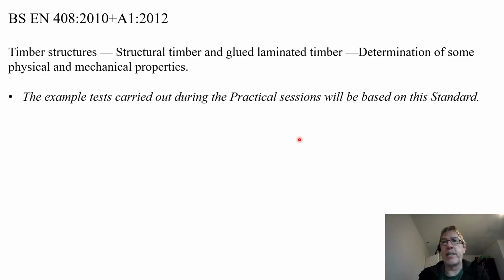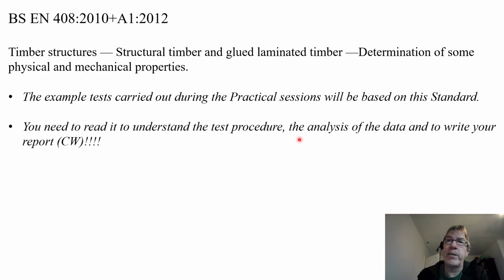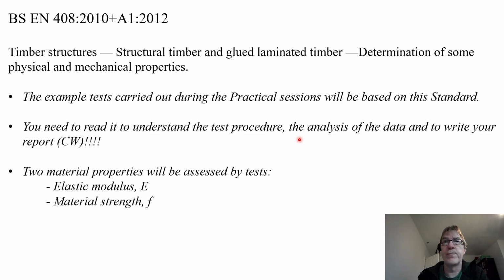The example test carried out during this practical session will be based on this standard. You will need to read it and understand the test procedure, the analysis of the data, and how to write your report. For this first coursework, you'll be looking at material properties assessed by modulus of elasticity and material strength.